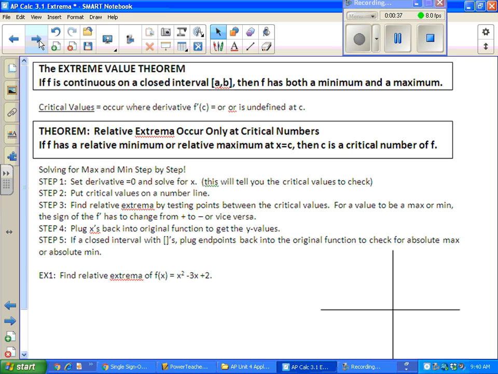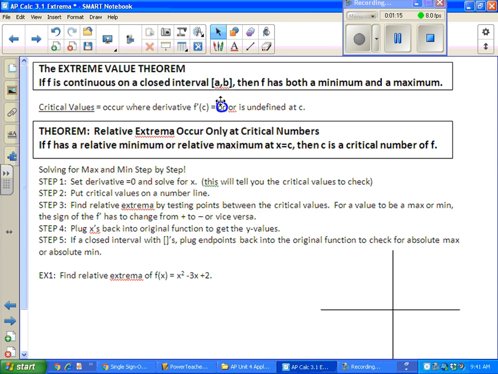All right, let's go ahead and see what we're talking about. The extreme value theorem: if the function is continuous on a closed interval, then f has both a maximum and a minimum on a closed interval. And notice right here, that's what we're talking about. A endpoint is included, B endpoint is included, but not necessarily if it's an open circle, or excuse me, parentheses around it. Critical values occur where the first derivative equals 0. Sorry, it's a typo. Or is undefined. Okay, that's a typo. It should be equals 0.